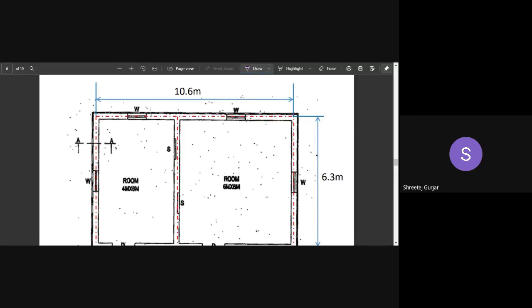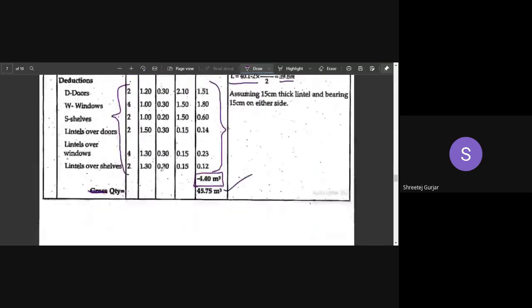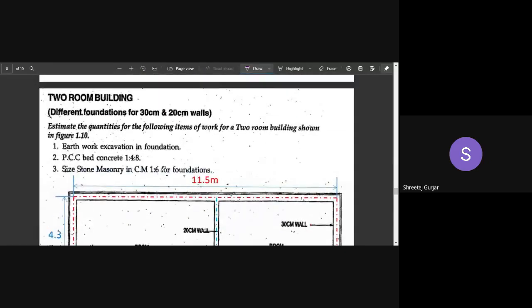So whatever problems we are solving now are based on load bearing structures, right? All of these are load bearing structures wherein there are no columns. So these are load bearing, wherein all the loads are transferred to the wall, and from the wall all the forces are transferred directly to the foundation. Okay, so this is not a framed structure, but a load bearing structure. So now we will move on to the next problem, that is the two room building having different walls and different foundations.